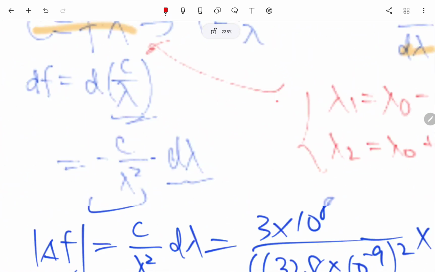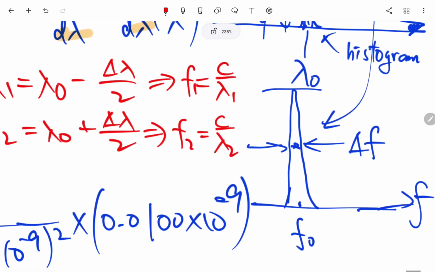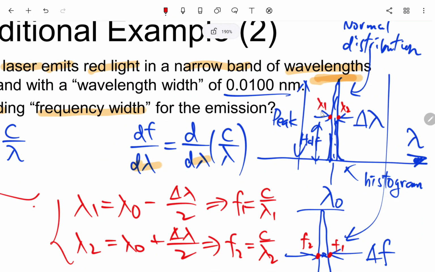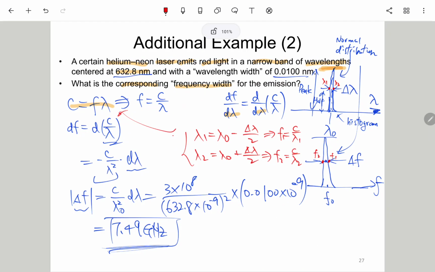It turns out that this will be F1, this will be F2, because they are inversely proportional. So if lambda 1 is smaller than the middle point, then F1 will be larger than the middle point. Lambda 2 is larger than the middle point, so F2 will go to the left side. Of course, you can also consider delta F by F1 minus F2. It turns out to be this.